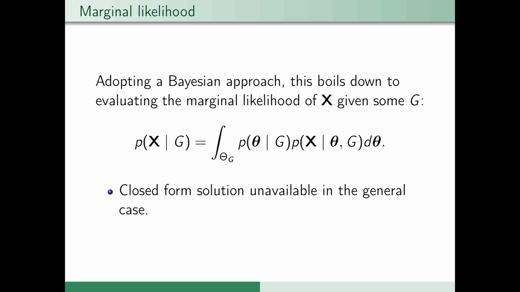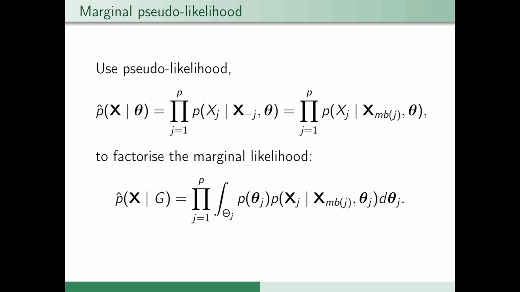The data-dependent term in the posterior probability is the marginal likelihood, which is hard to compute in the general case. We use pseudo-likelihood in place of the true likelihood in order to factor the marginal likelihood integral over variables. We have terms where each variable xj is conditioned on its Markov blanket, denoted by mbj.